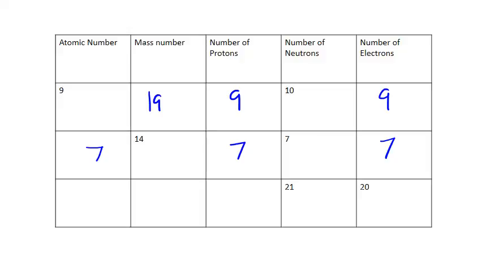Atomic number for this one, what would it be? Well, it's the number of electrons in this case, which will also be the number of protons. And then the mass number is just going to be based on adding, again, the number of protons and neutrons.